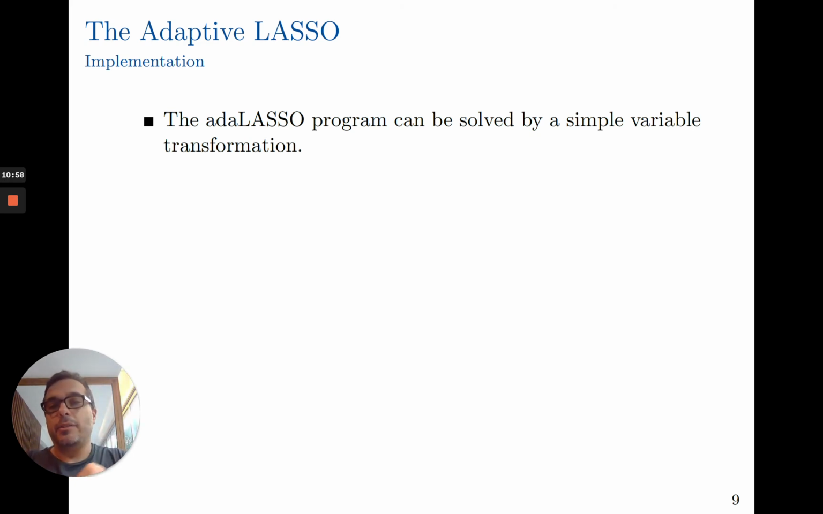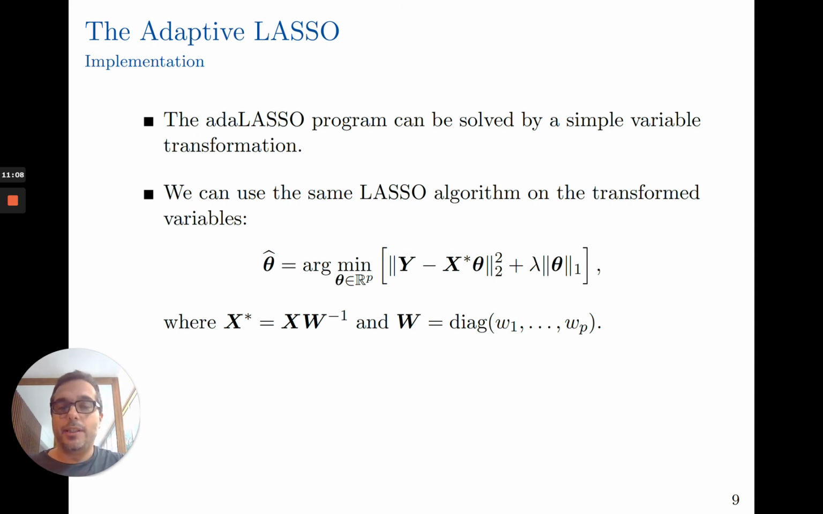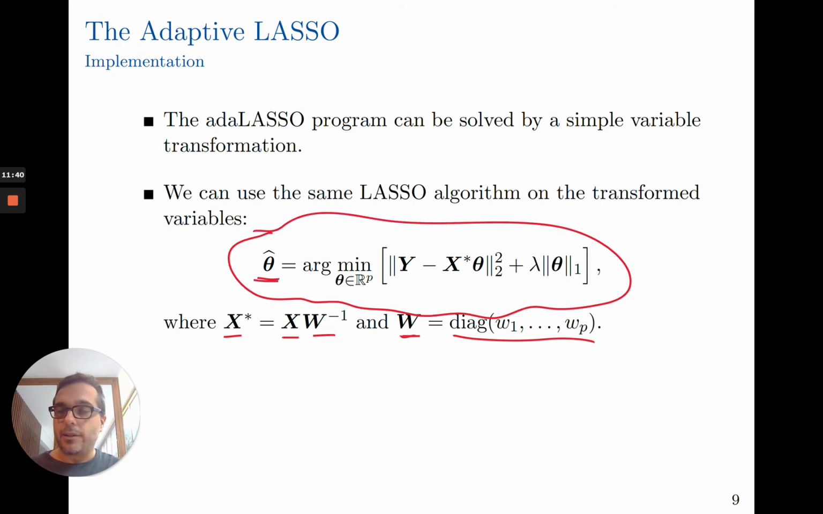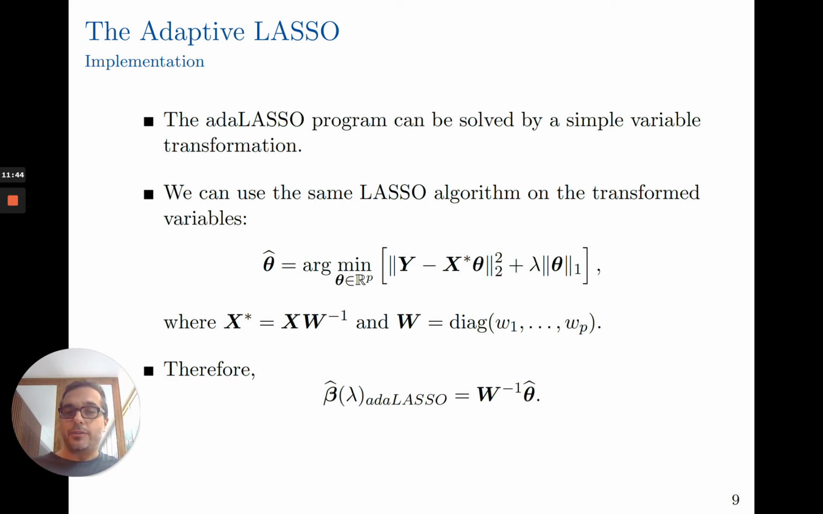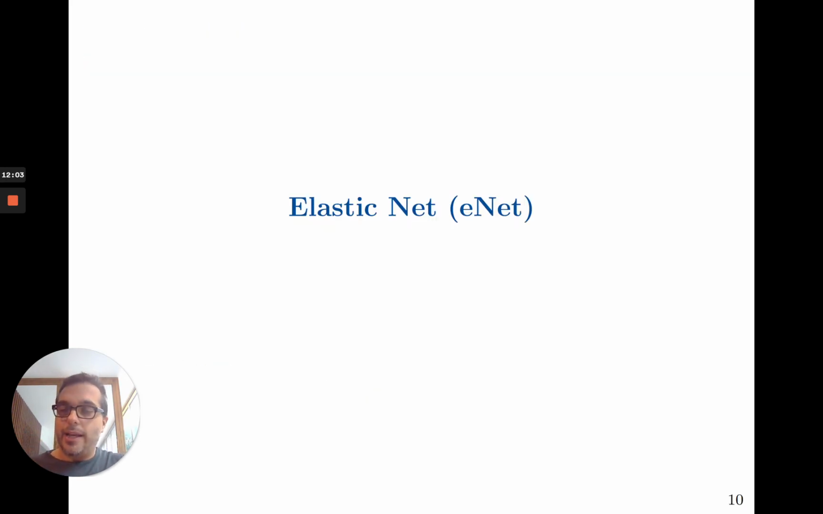Again, another nice thing about the adaptive lasso is that it can be solved by a simple variable transformation using a lasso program. Basically, the solution for the adaptive lasso can be computed with a lasso algorithm on transformed variables. So you take the weights and construct a diagonal matrix that we are going to call capital W, a diagonal matrix with the weights. You divide your x's by the respective weights, so you define x star as x times inverse W. You solve this problem here. You get your estimator theta hat, your lasso estimator for this modified problem, and then you compute the adaptive lasso estimator, which is the inverse of W times theta hat. So you see, you don't need any specific algorithm to solve the adaptive lasso. You can just use the lasso algorithm. So this is a pretty nice method.